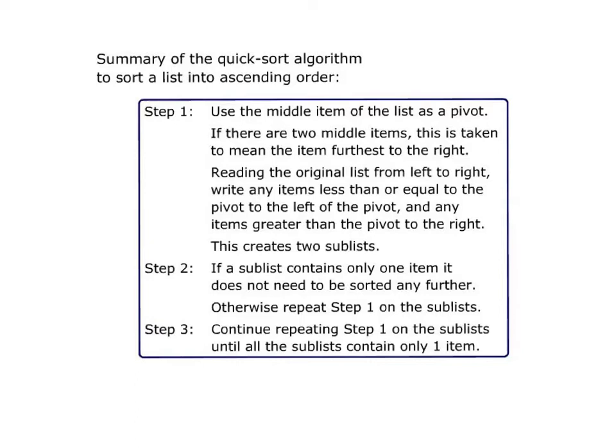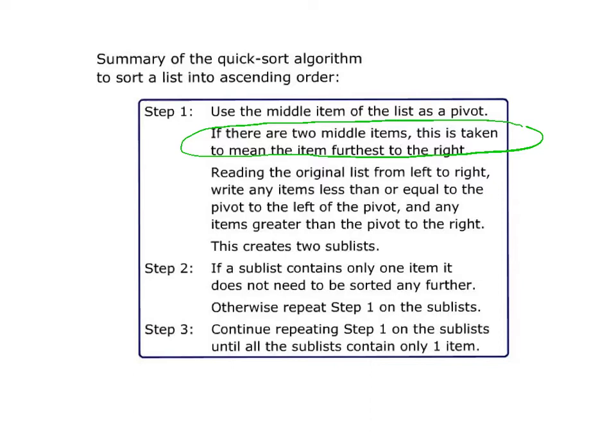I'd recommend that you have it in your notes, and I will be referring back to it as we look for an example. I think the key thing that we need to look at is this one here, which is often a mistake made by pupils. So when we look for the middle item in a list, if there are two middle items, then we take the item to the right.